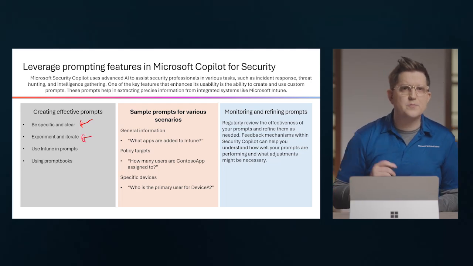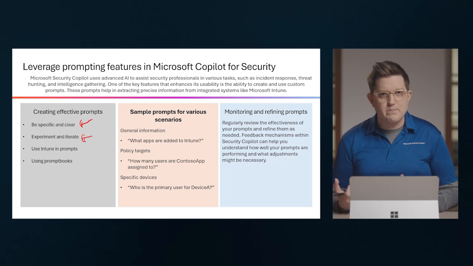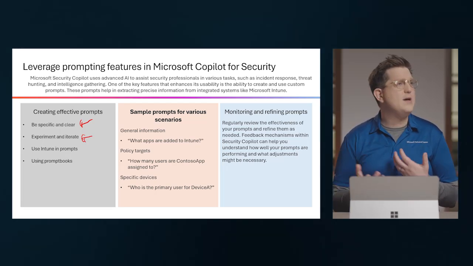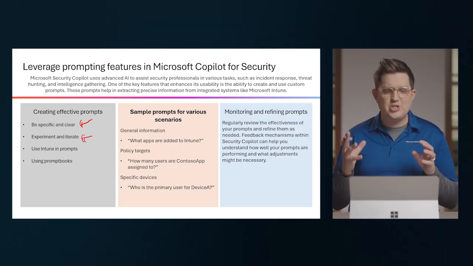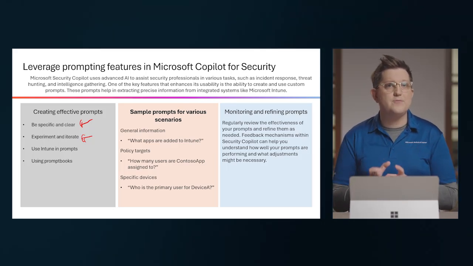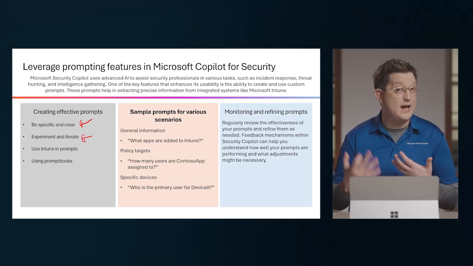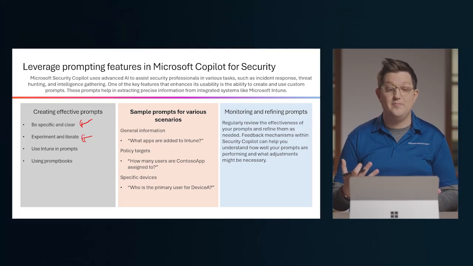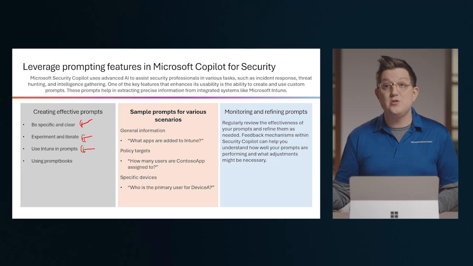Don't take the first prompt as your best go. Iterate, experiment, think about different ways that you can write things. Think about different creative ways that we can phrase stuff. By changing your language, you will get different replies back. So make sure you are utilizing that creative brain and thinking about the different ways you can ask questions. Of course, actually be specific and use Intune in those prompts.